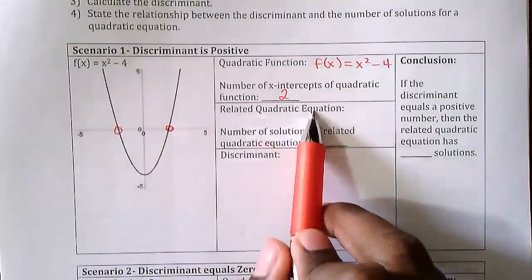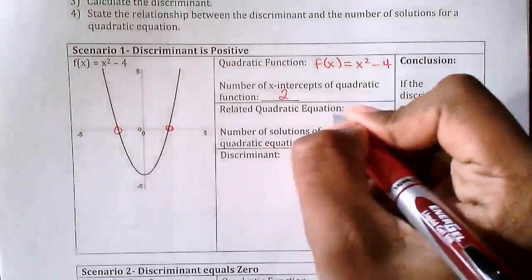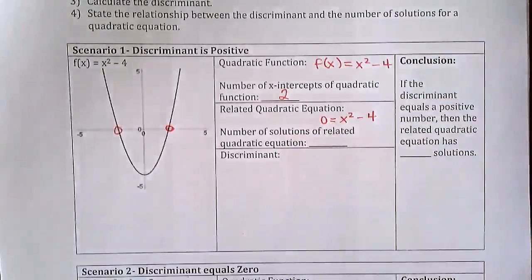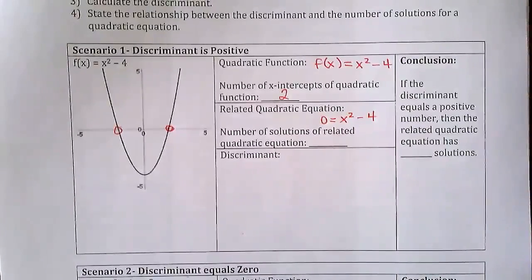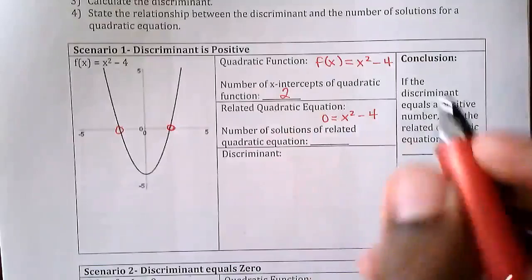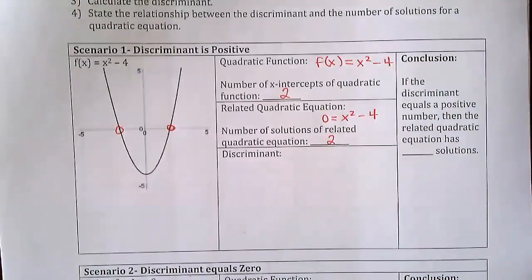Well, let's write out the related quadratic equation first. If this is the quadratic function, the related quadratic equation is 0 is equal to x squared minus 4. And if the function had 2 x-intercepts, then the related equation will have 2 solutions. Okay, so far, so good.